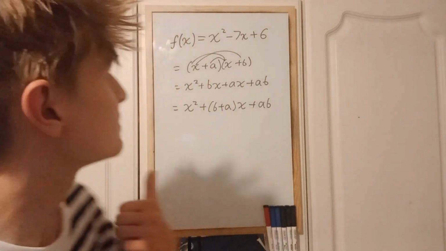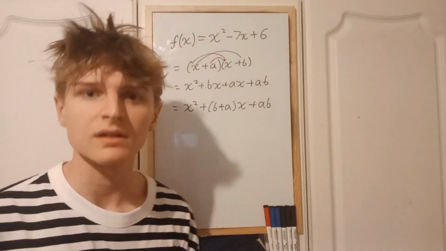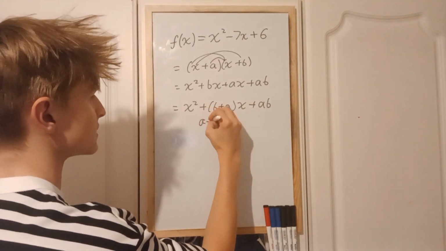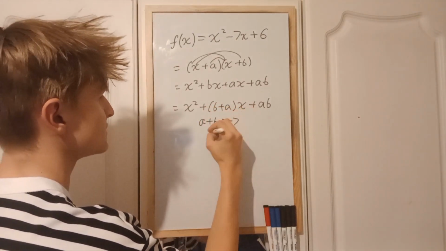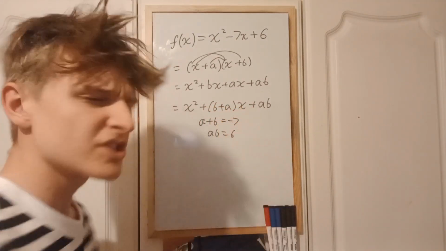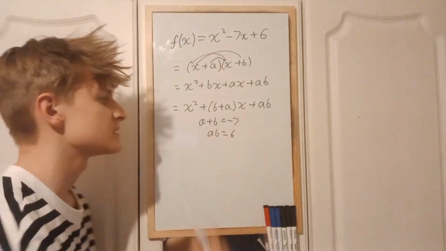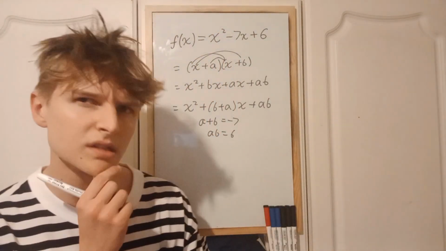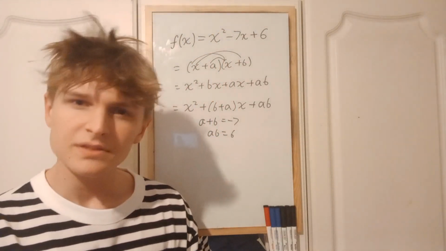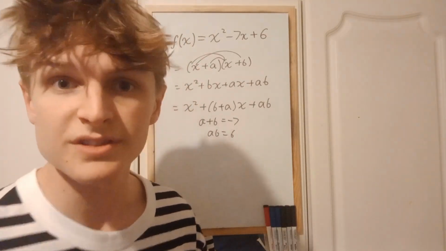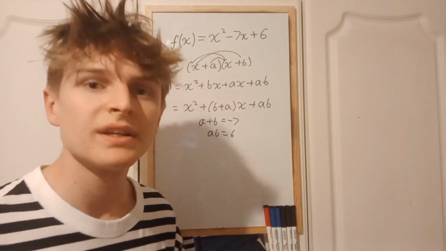We can figure out how to do this factorization just by looking at the numbers here. Now, I'm going to write down those conditions here. So a plus b is negative 7 and ab is 6. Let's just think for a second what a and b could be, given that their sum is negative 7 and their multiplication is 6. Well, if we think for a second, negative 6 and negative 1 would satisfy that property, right? Negative 6 minus 1, that's negative 7, and negative 6 times negative 1 is 6.